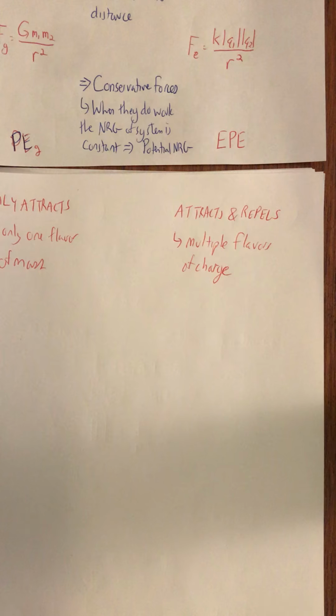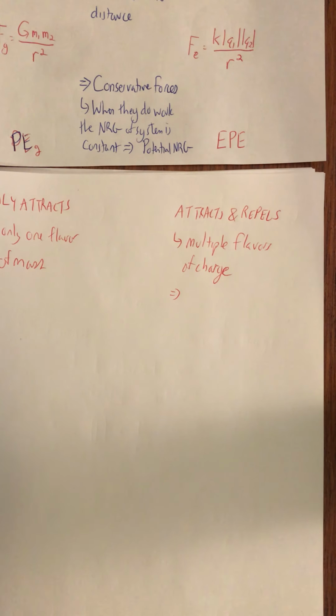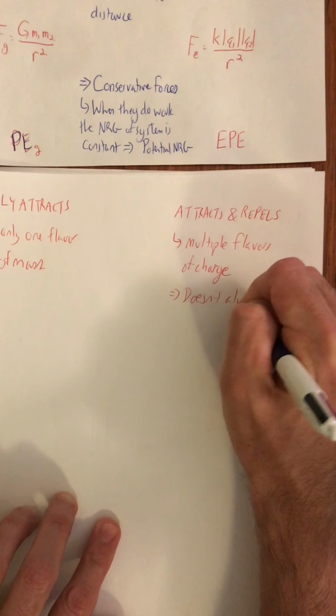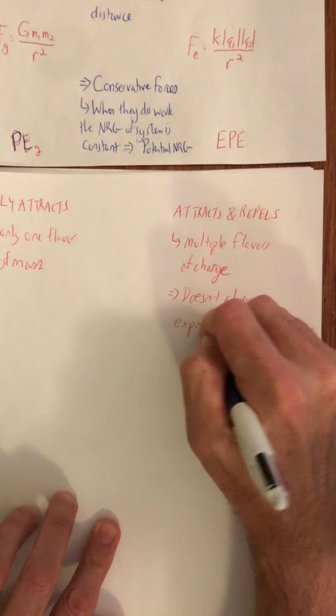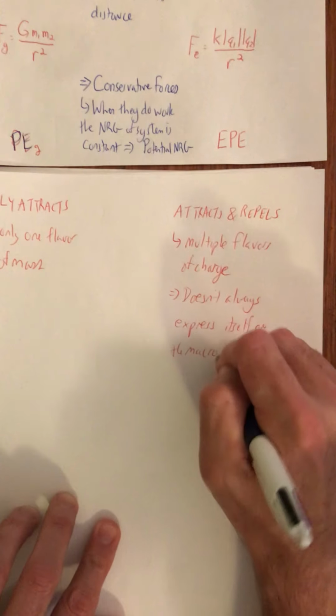Now there's some really interesting implications of that, right? Such as, because there are two different flavors of charge, that means we can end up with neutral objects. And what happens when you have two neutral objects, even if they've got positives and negatives on them? If the two objects are neutral, there's no electrostatic force. So the electrostatic force doesn't always express itself on the macroscopic level.